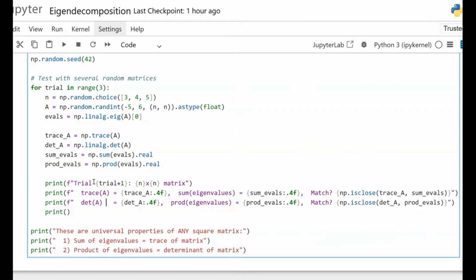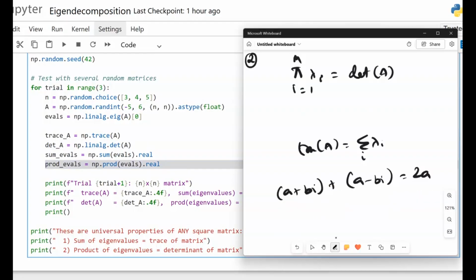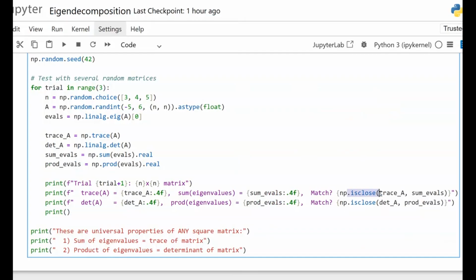And dear friends, kindly observe the determinant of A and the product evaluation. Theoretically it specifies, as I have already said, that the determinant of A is equal to the product from i equals 1 to m of lambda sub i. The determinant encodes total volume scaling, and eigenvalues represent scaling along principal directions, so the product combines these effects. Numerically, the comparison uses a tolerance-based check due to floating point rounding and numerical eigendecomposition errors.